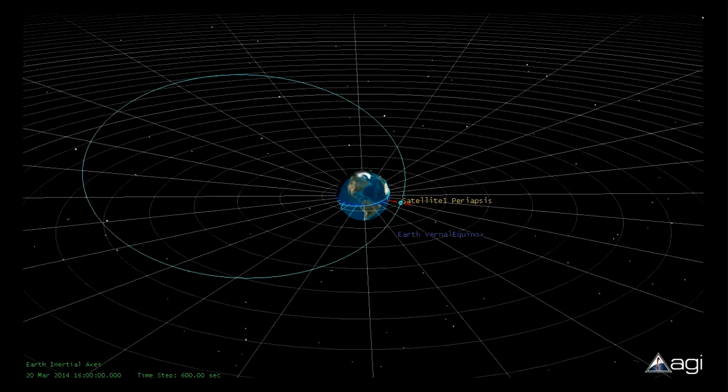As I said earlier, we need to pick one of these nodal points for the point of right ascension. The convention is to use the ascending node. That's where the term right ascension of the ascending node comes from. In this animation, the ascending node is coincident with the periapsis point.